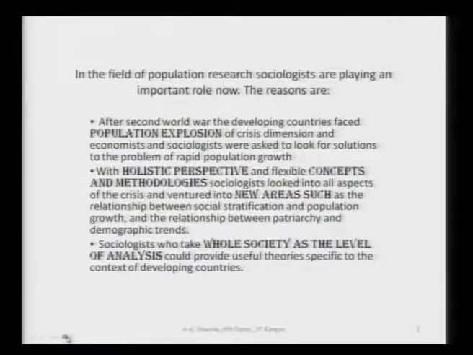Now, the third thing is that the sociologists who take whole society as the level of analysis, unlike say psychologists who take individual as the level of analysis, could provide useful theories specific to the context of developing countries.